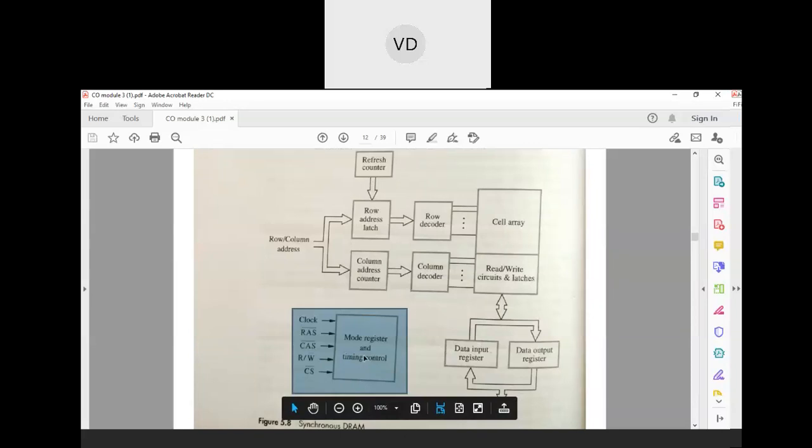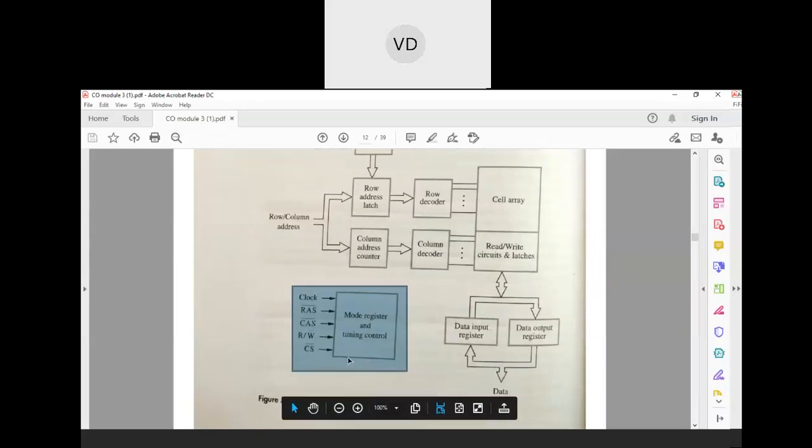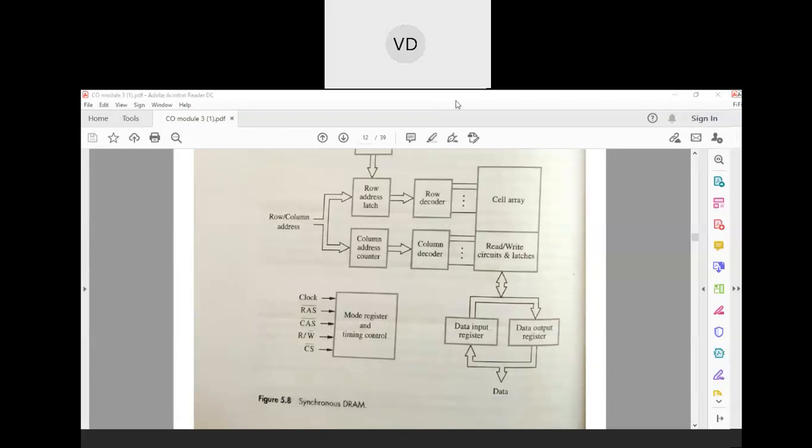This is synchronous DRAMs, dynamic RAMs. What is synchronous dynamic RAM? Here every signal is generated with the help of the clock signal. We are going to generate all these signals here. So the procedure is the same. What this mode register will do, we'll see a bit later.